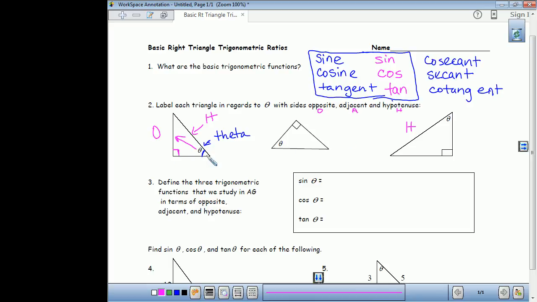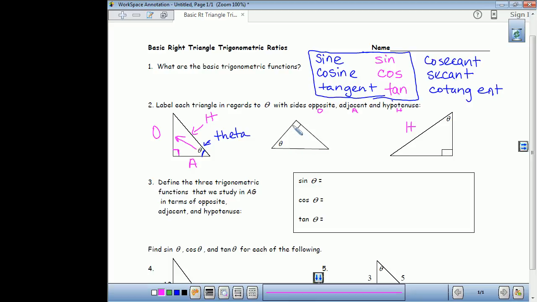Adjacent is the side that is not the hypotenuse that attaches to the angle. So do you see this is my angle, this side is not the hypotenuse and it attaches to my angle. It's called the adjacent side. Adjacent means right next to. Okay, so now we've labeled them opposite, adjacent, hypotenuse. Let's take a look at the next one.